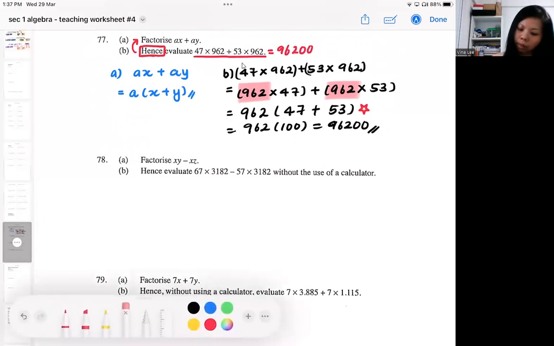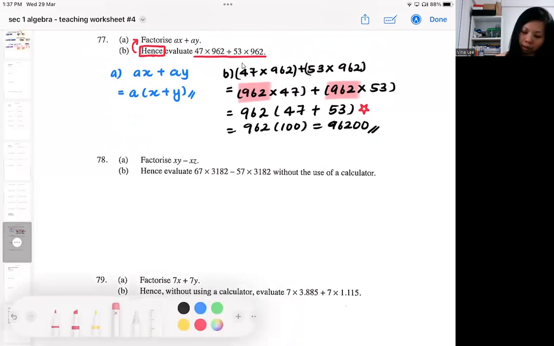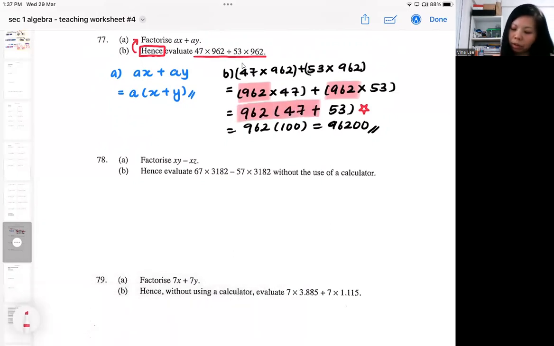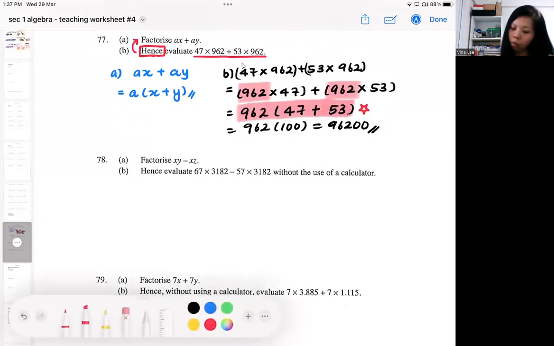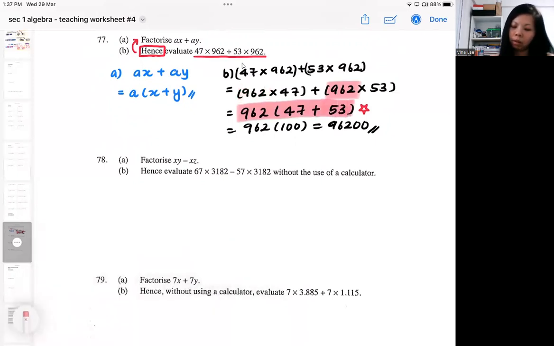So the important thing is, how do you show your factorization? This is the step that you must show. Without this step, you get no marks, even if your answer is correct, because if you just punch calculator, you can get the answer. So you must show the take out common factor. That means you apply the method in part A. In part A, there is a common factor and you factorize it out. So in part B, 962 is the equivalence of A. It is the same thing as take out common factor.